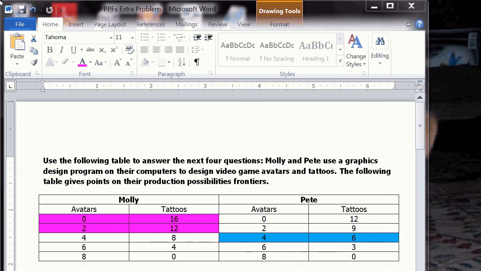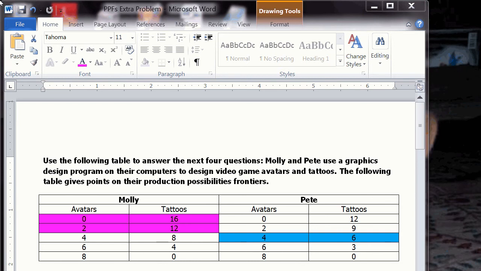So if Molly only made tattoos, she could make 16 tattoos. If Molly only made avatars, she could make 8 avatars. And then we see any combination in between. So if she made 2 avatars, she would have enough time to make 12 tattoos.